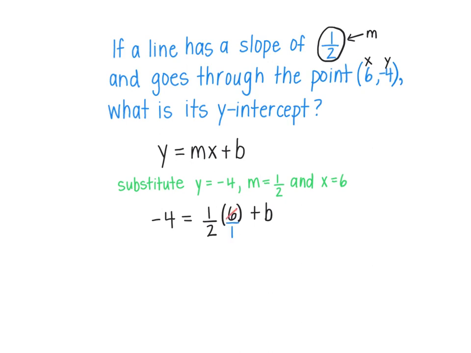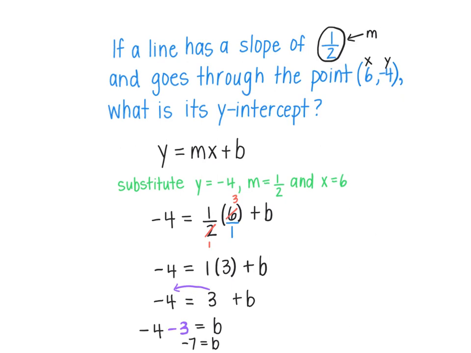2 goes into 6 3 times, and 2 goes into 2 1 time. We can simplify our equation to -4 equals 1 times 3 plus b. Then we can multiply 1 by 3 and get 3. To isolate b, we will move 3 across the equal sign. In doing so, we will need to change its sign to a negative. So -4 minus 3 will give us -7. We have found that b equals -7.